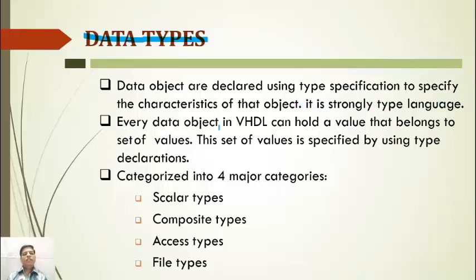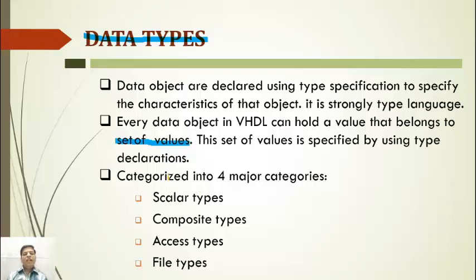Every data object in VHDL can hold a value that belongs to a set of values. This set of values is specified by using type declaration.